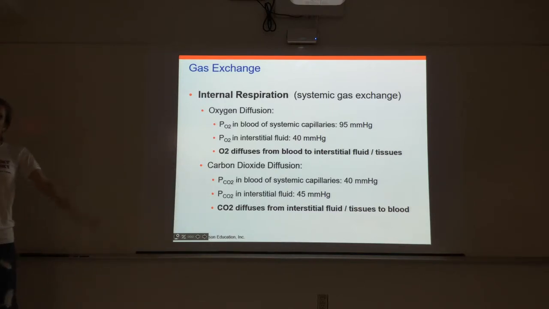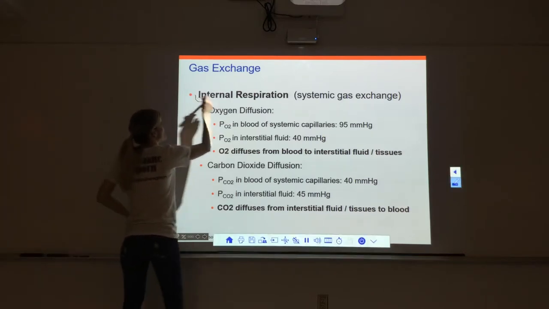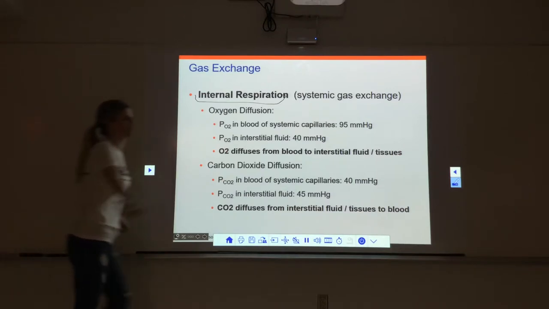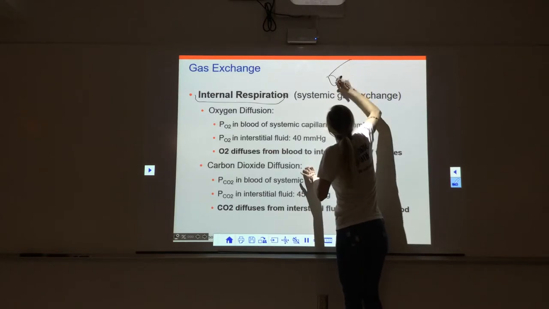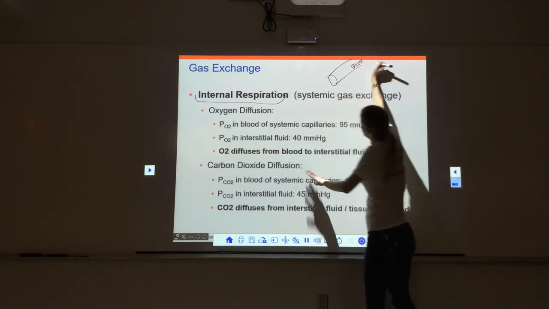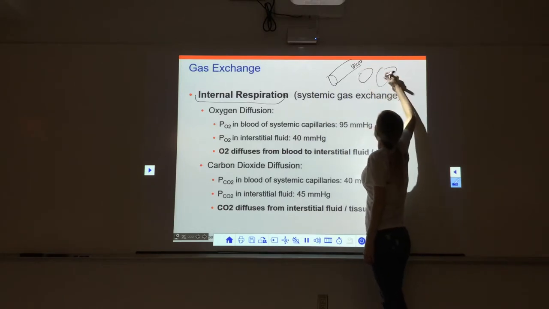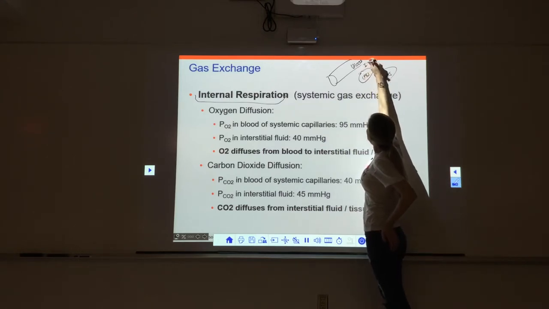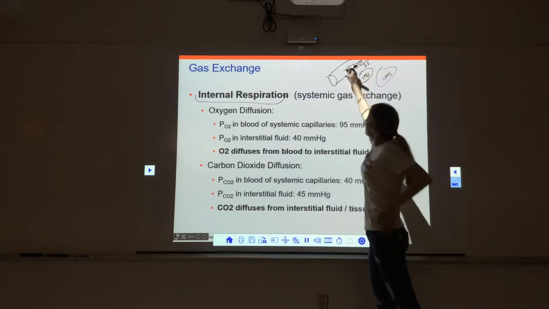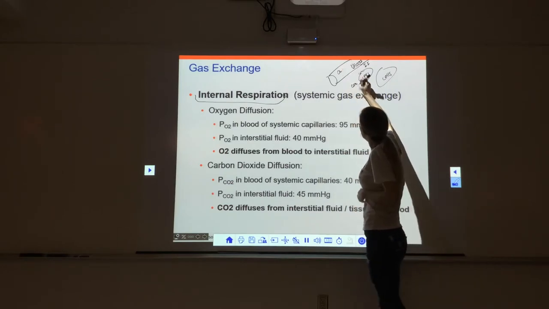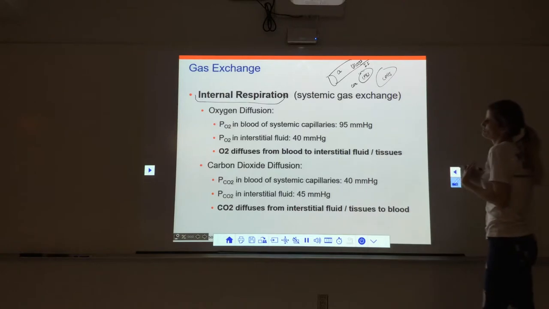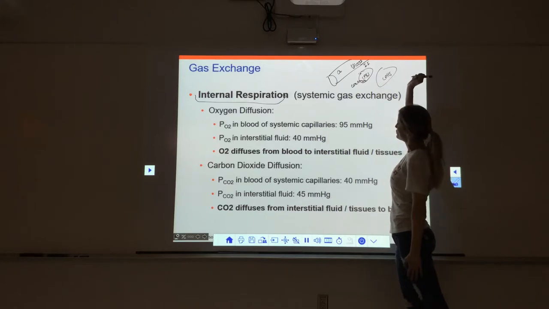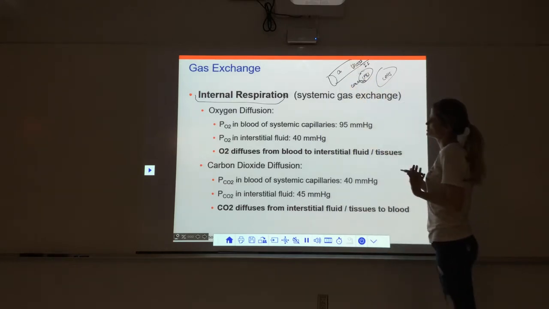Then when I get out in the periphery of the body, out to my tissues, that's when we have internal respiration occur. So that's the gas exchange that occurs out in the periphery. This is between my systemic capillaries, where I've got blood, and my cells. And what's the fluid that surrounds them? I have that interstitial fluid. So I'm going to have oxygen and CO2 diffusing between the blood and the interstitial fluid. Remember, the cells produce the CO2 waste. It leaves the cells and goes to the interstitial fluid, and then from there, we want to take it up to the bloodstream.